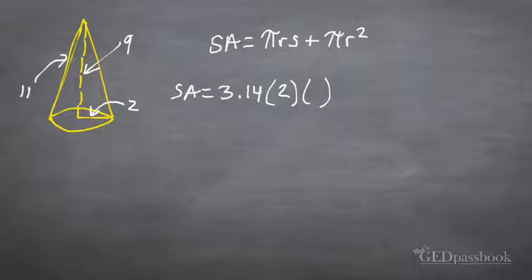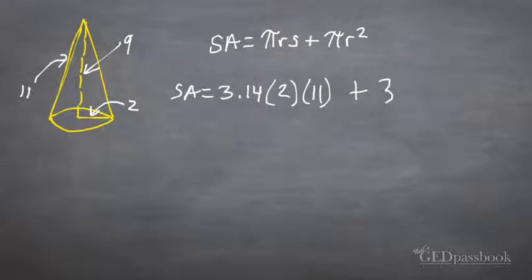In this specific case, the S for cones stands for slant height. Slant height, all right? So, which one is it? Is it the 9 or the 11? 11. Exactly. Don't ever get it confused for the height. It's the slant height. So what's my slant height? 11.